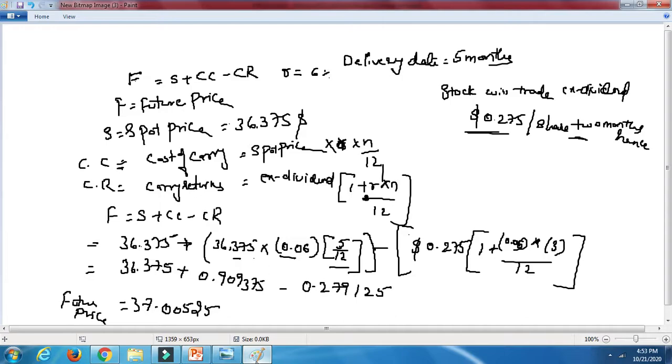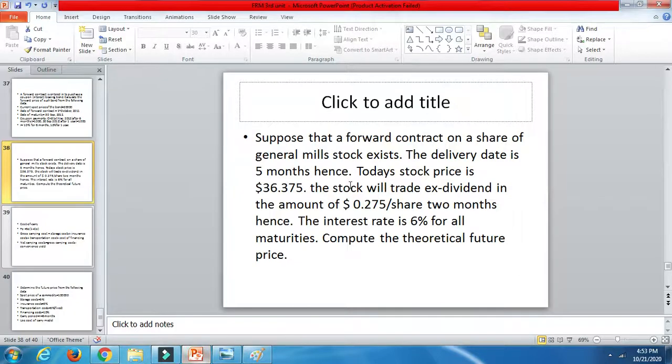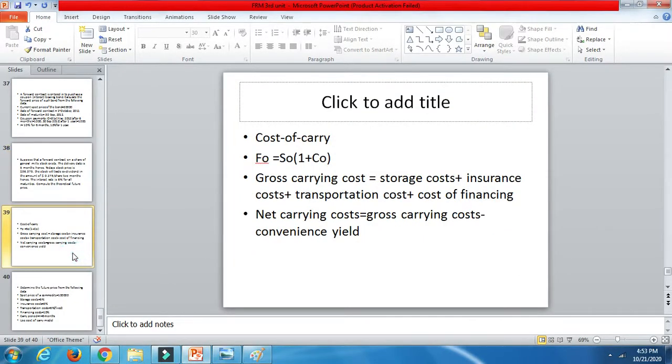So today I am going to show a little bit of variation in this sort of problem. This is another method, a similar sort of problem. Future price is equal to spot price into 1 plus cost of carry. Cost of carry is expressed as a percentage of spot price. Gross carry cost is equal to storage cost, and if given, you need to take all the expenses: storage cost, insurance cost, transportation cost, and cost of financing. Net carrying cost is gross carrying cost minus convenience yield.